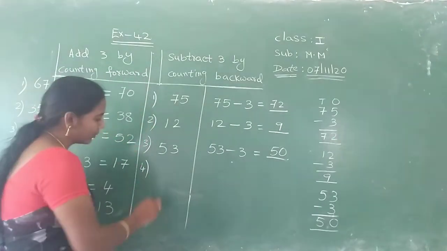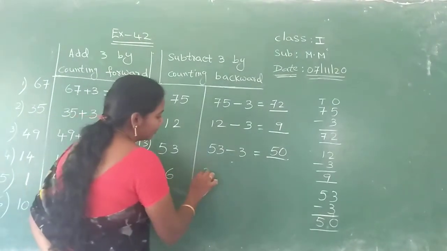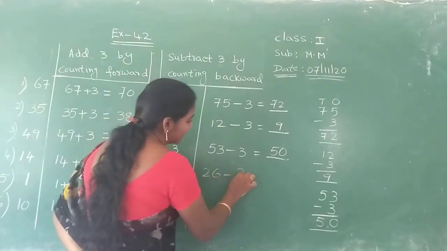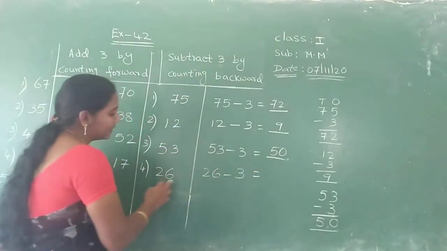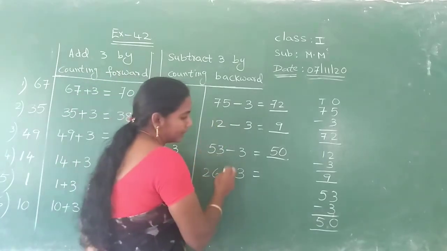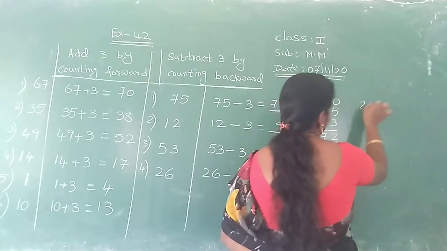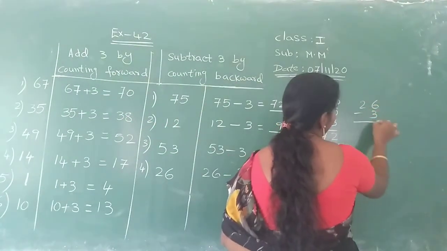50. Okay? Next, 26 minus 3. For each and every number, you have to subtract 3 only, madam. So here, 26 minus 3.